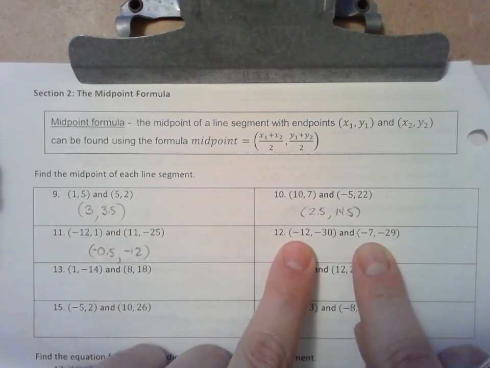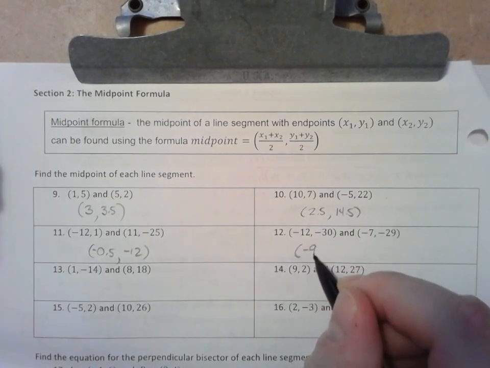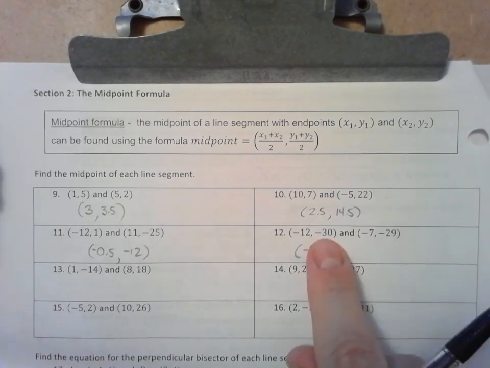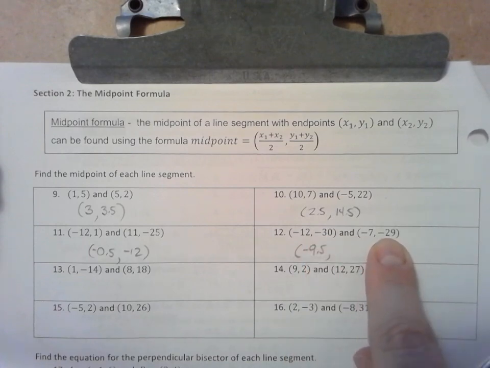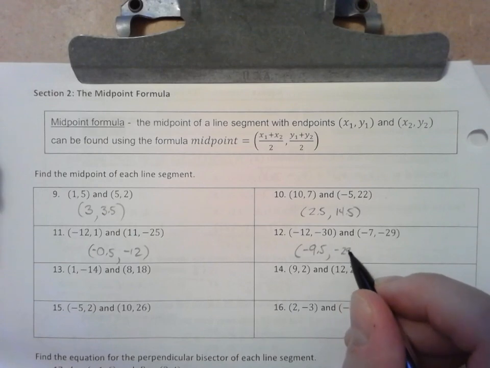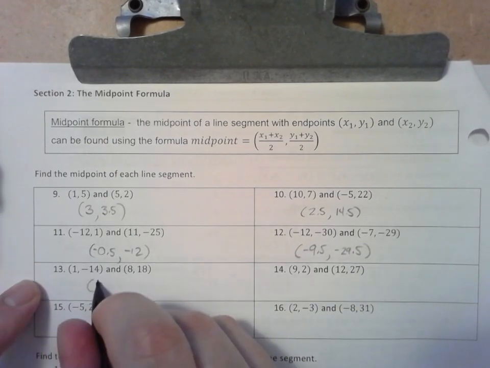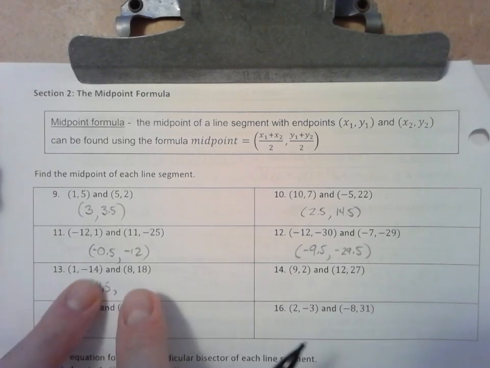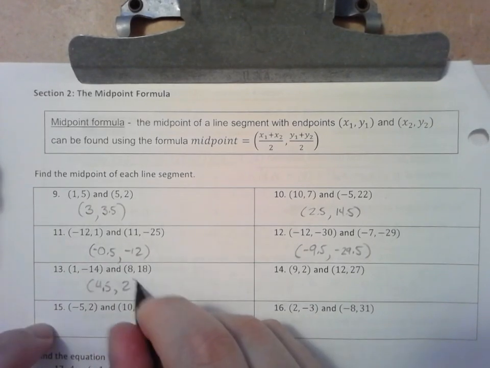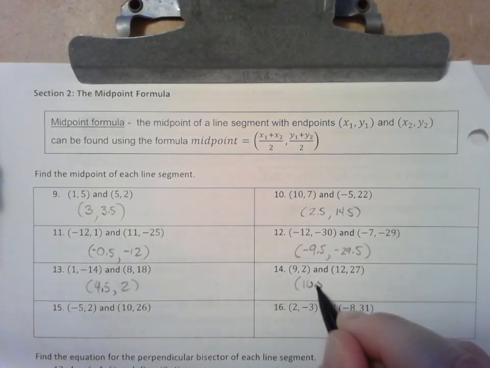Add together and divide by 2. Negative 19 divided by 2 is negative 9.5. Negative 30 plus negative 29 is negative 59. Divided by 2 is negative 29.5. Add together 9 divided by 2, 4.5. Add together 4 divided by 2 is positive 2. Add together 21 divided by 2, 10.5.